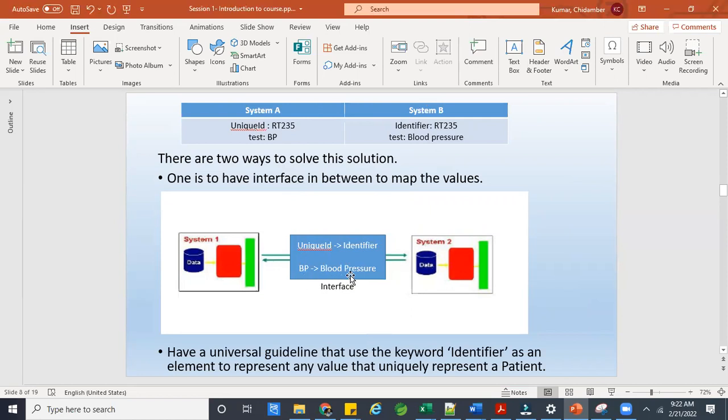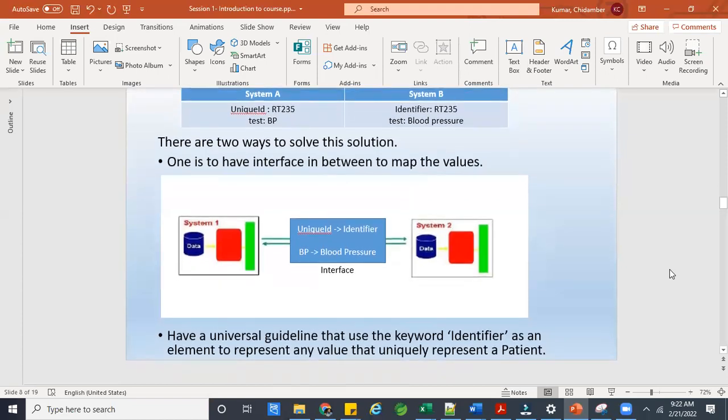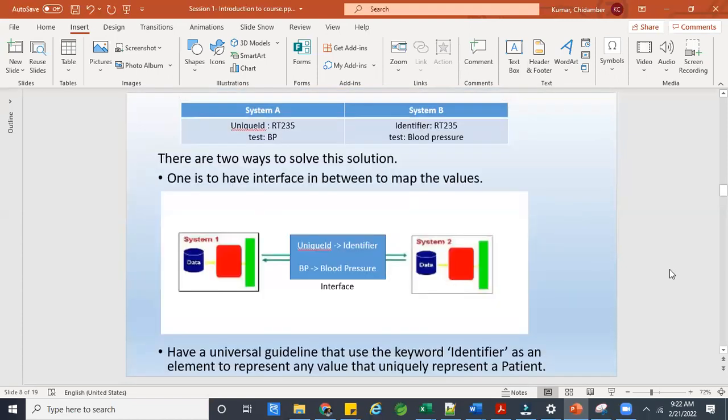This interface will map it, and this is how we can solve this communication problem between system 1 and system 2. This is one way of doing it. Another way of doing it is to provide a universal guideline for the component that I want to use.